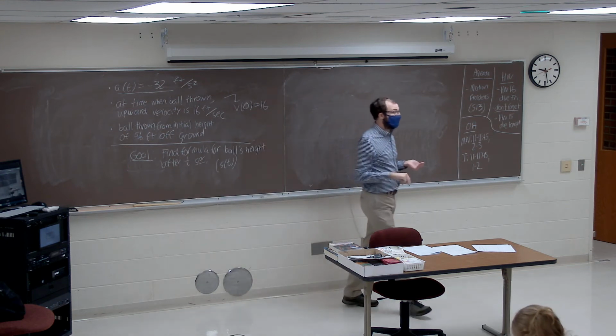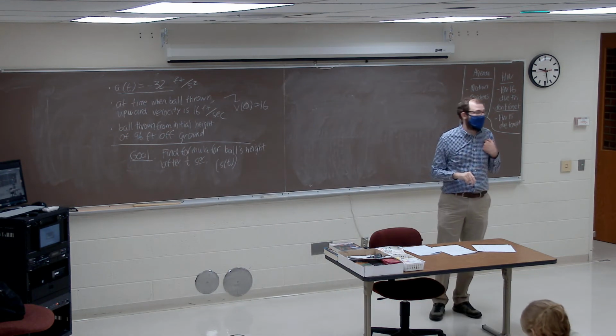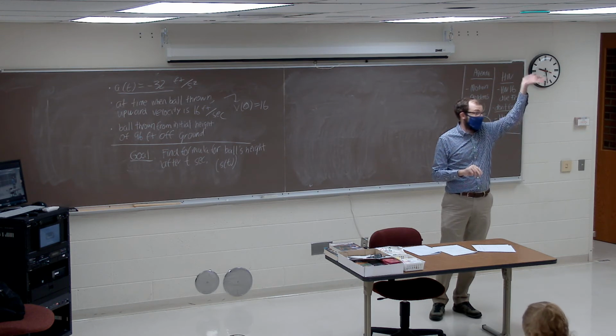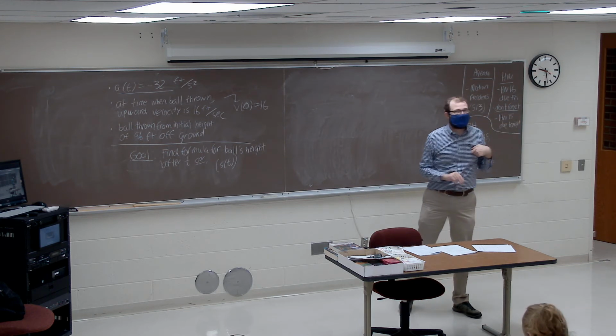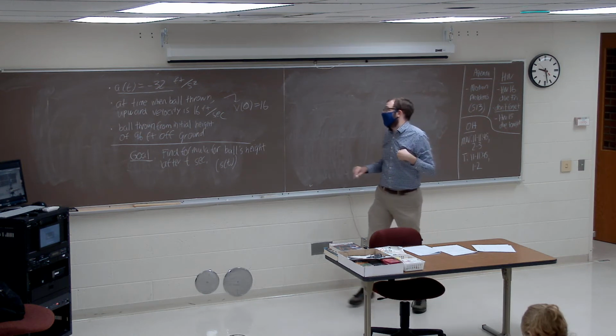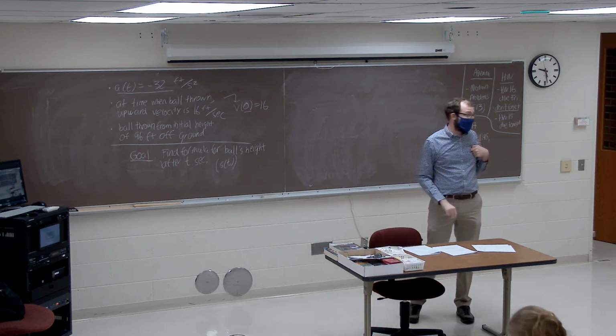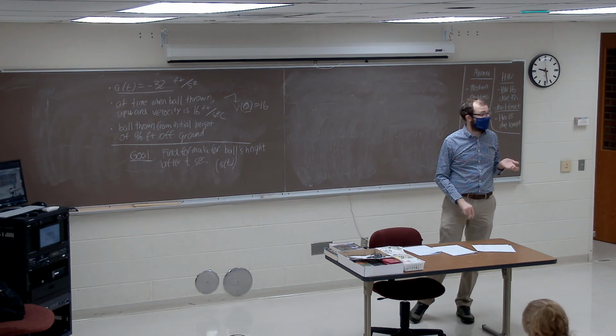If V of t was always 16, that would imply I'm in space throwing it upwards and it just kept going up and up and up forever, which isn't going to be the case, but at time t equals 0, 16 should be our output to our velocity function.